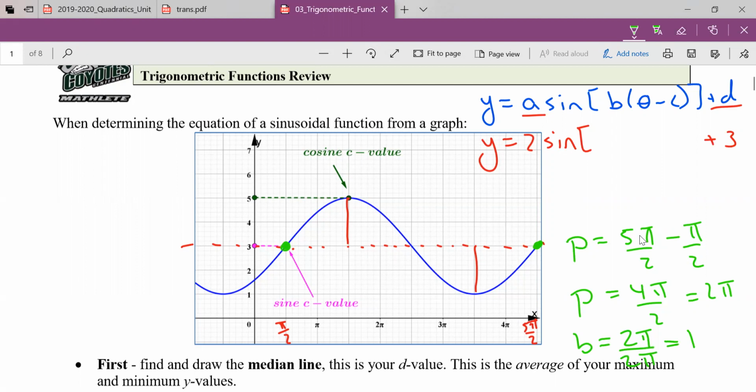It makes sense. This thing hasn't been horizontally stretched. So this is a 1. I'm even going to put it there. Why not?